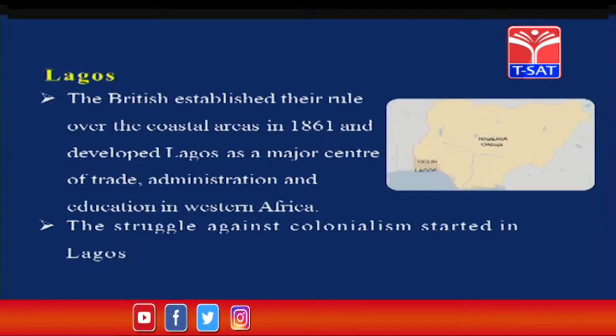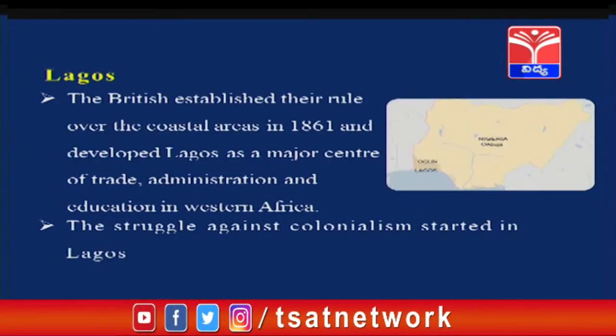The British established their rule over the coastal areas in 1861. Children, even in India the Britishers settled their godowns in the coastal areas only. Why? Because they wanted to transport raw materials through the ships, and again the finished goods were brought back in the ships. For this purpose the Britishers settled near the coastal areas, and those areas later became the major centers of industry.